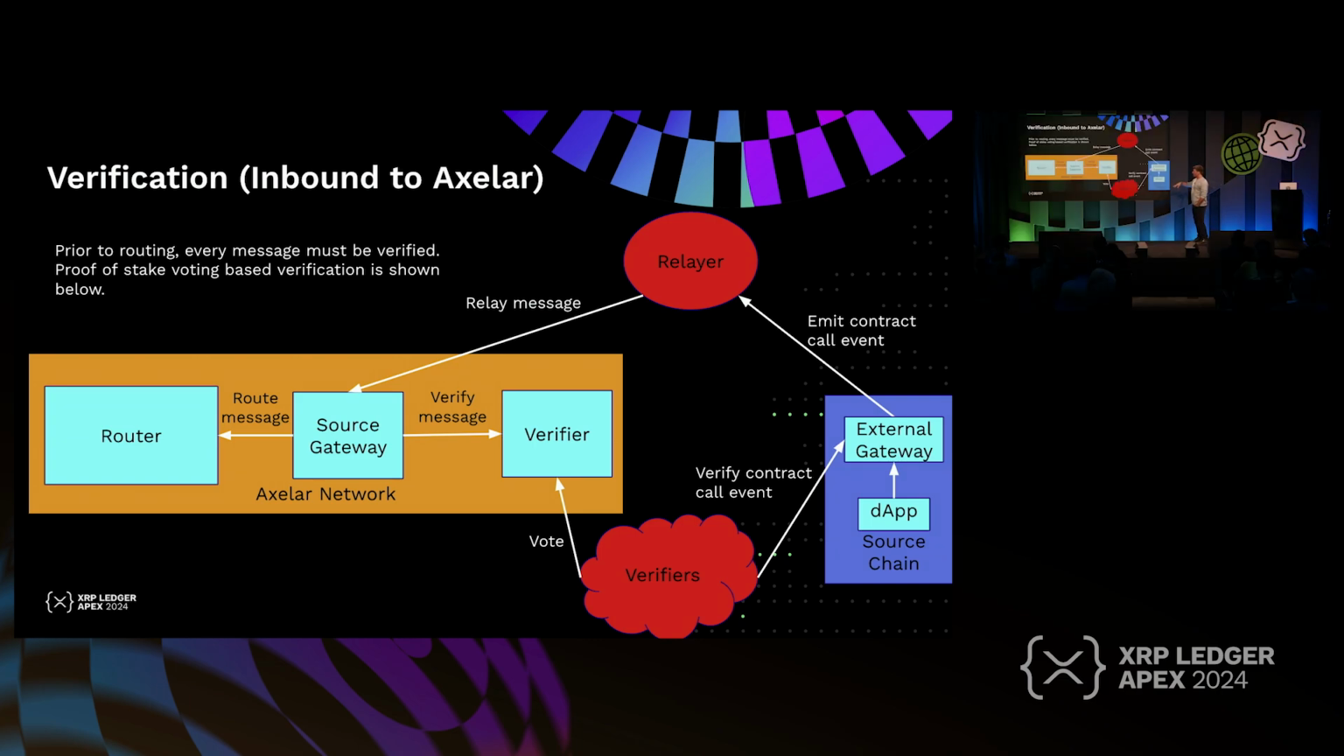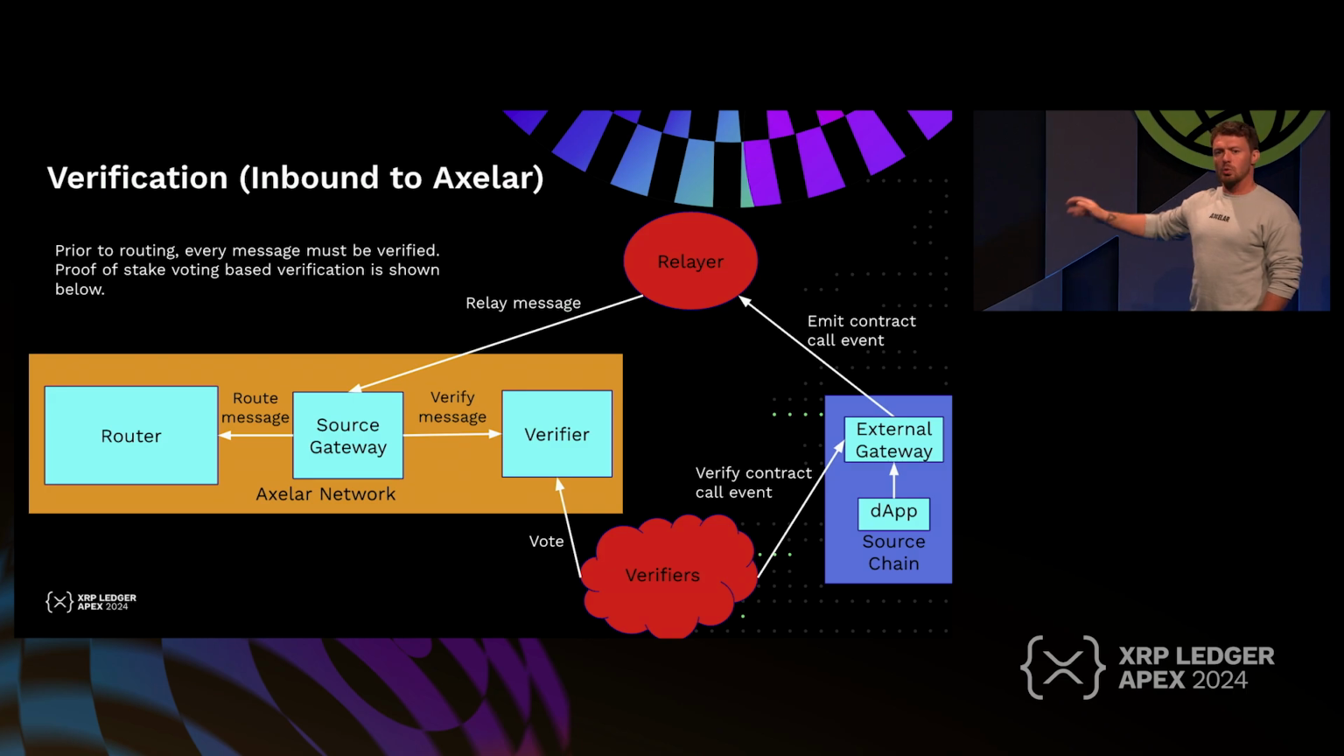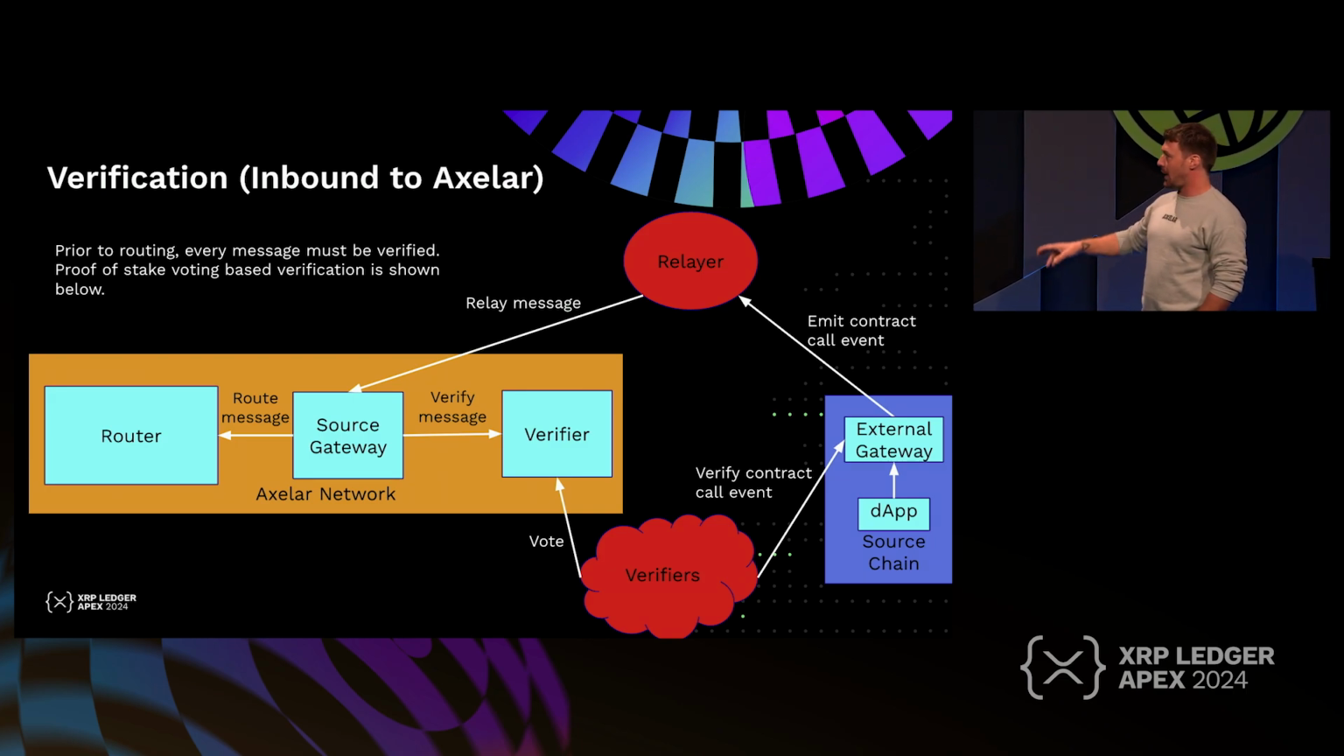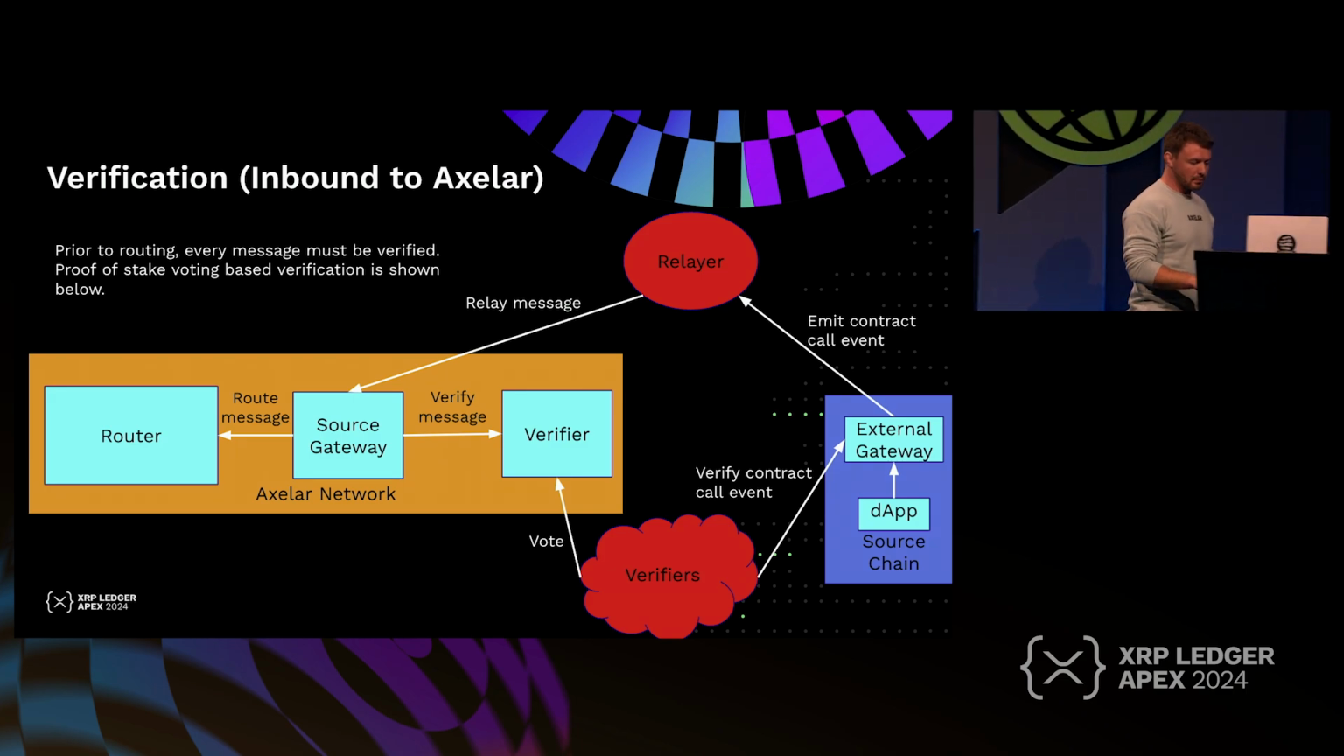Once the message receives quorum, and quorum is very high in these cases, usually 80–90%, then the message can be routed. If it never achieves quorum, it can't be routed. It'll just be dropped on the floor, right? So this is voting verification, and this is one of the most common verification methods we use at Axelar, but it's not the only one.